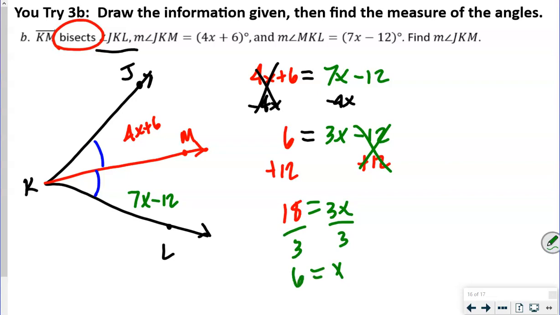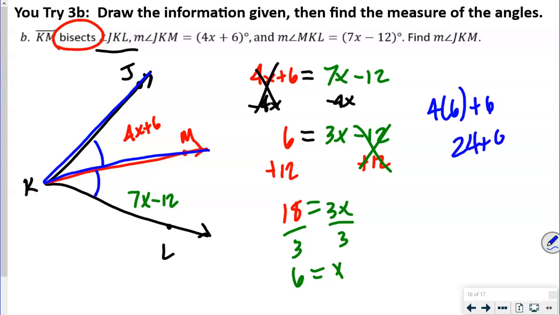Now, once again, it says find the measure of JKM. And JKM this time is only this angle right here. I'm going to do it in a different color. JKM is right there, okay? So we're going to put it into that formula. So 4 times 6 plus 6, so that's 24 plus 6, so that's 30, is equal to the measure of angle JKM.